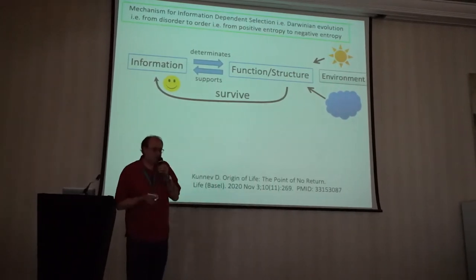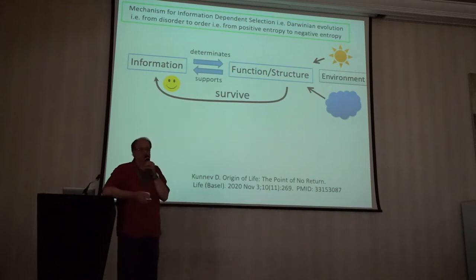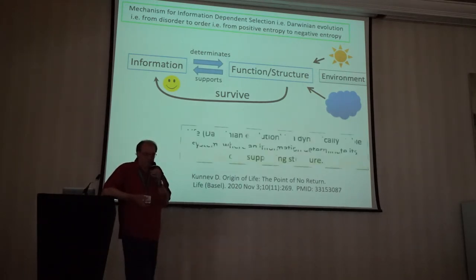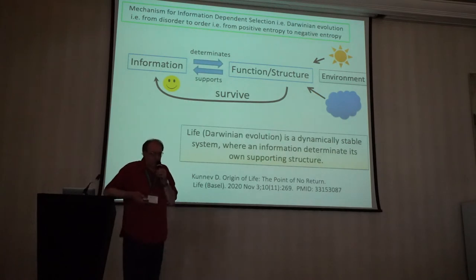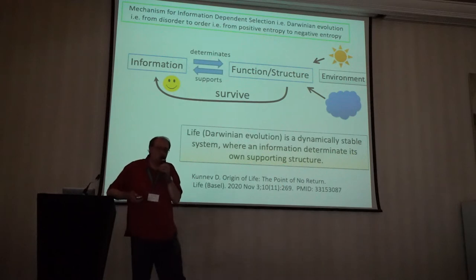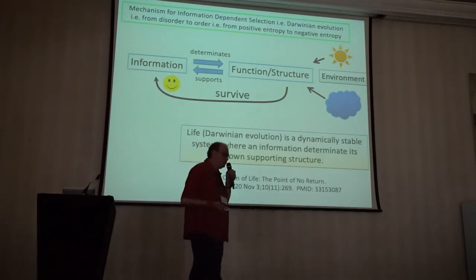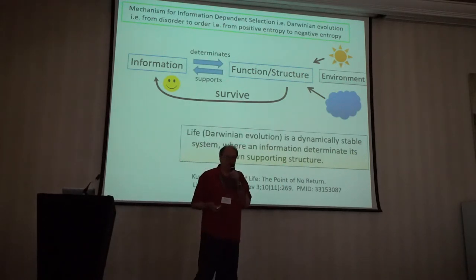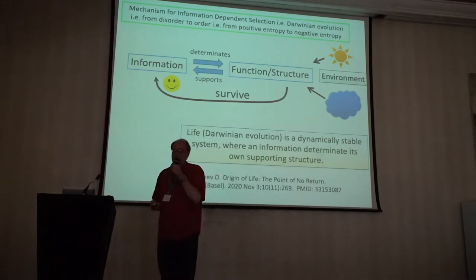But this is the minimum system, the very minimum system by which we have to look for the origin of life. Therefore, we can say that Darwinian evolution is a dynamically stable system where information determines its own supporting structure. It's simple as that.